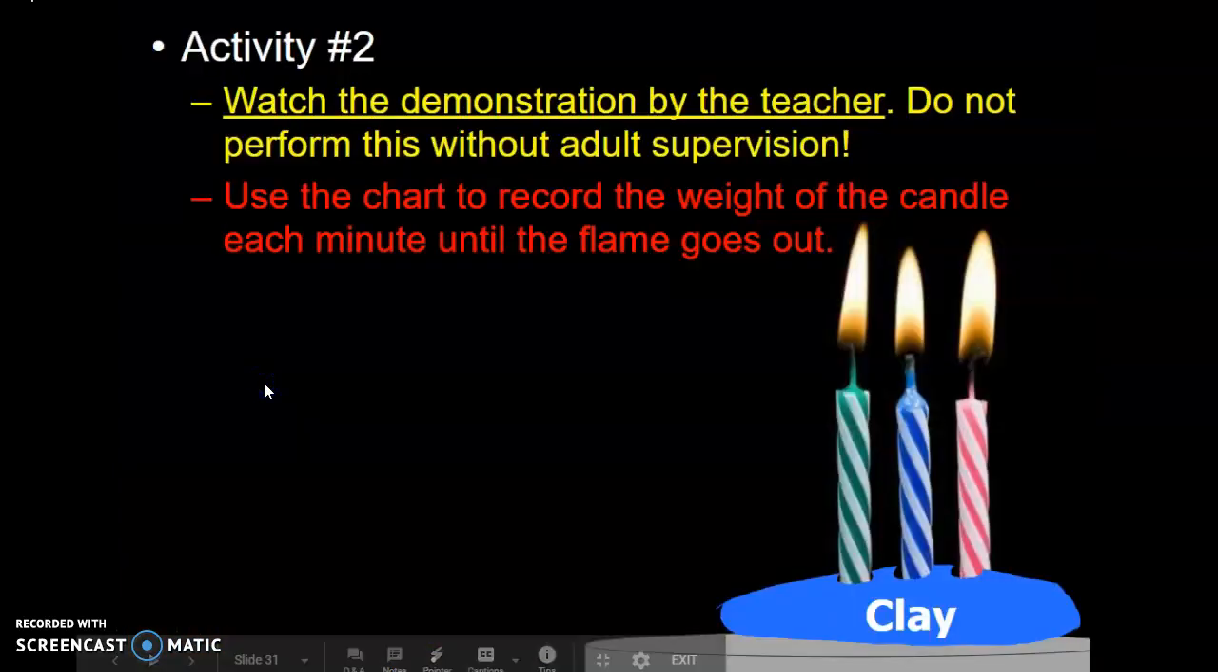Okay, so here's a demonstration that we'll be doing. It is listed as Activity 2 on your worksheet. Please do not do this one at home unless you have adult supervision. Make sure that they're with you that whole time. I don't want you playing with fire at home.